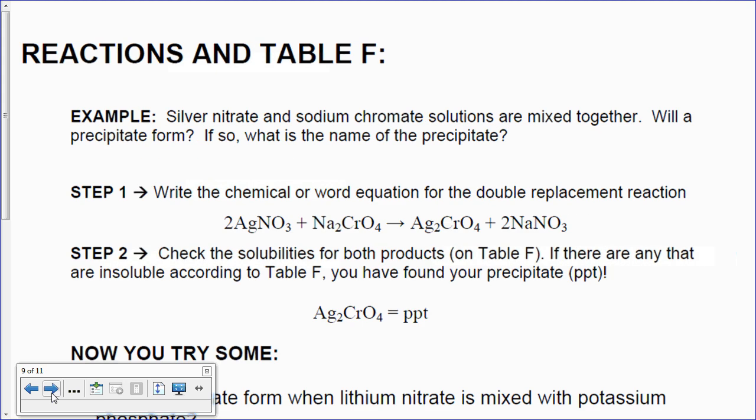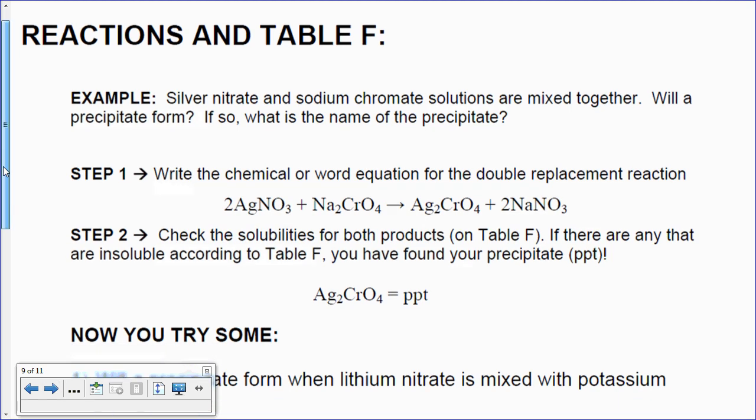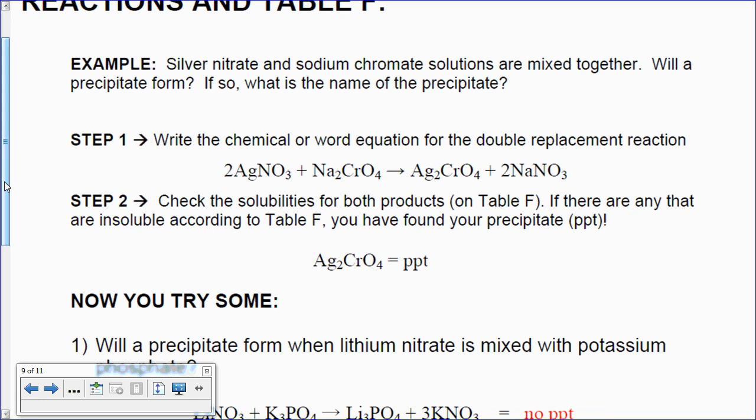Reactions in table F. So when we're going to do reactions, we ought to be able to do the double replacement. So the example: silver nitrate and sodium chromate are mixed together. Will a precipitate form? This is the type of question you might see. If so, what's the name of the precipitate? Well, the first thing you got to do is write the chemical or word equation for the double replacement that's happening. So silver nitrate, we're using table E to figure that out.